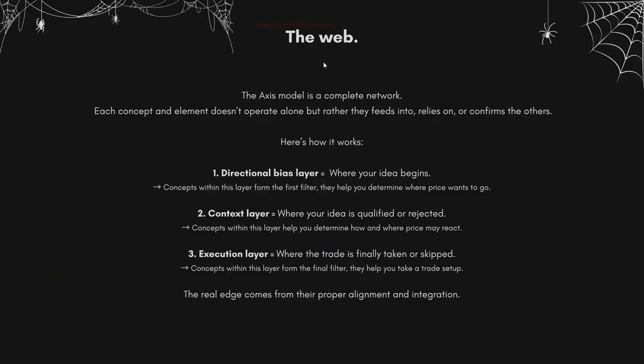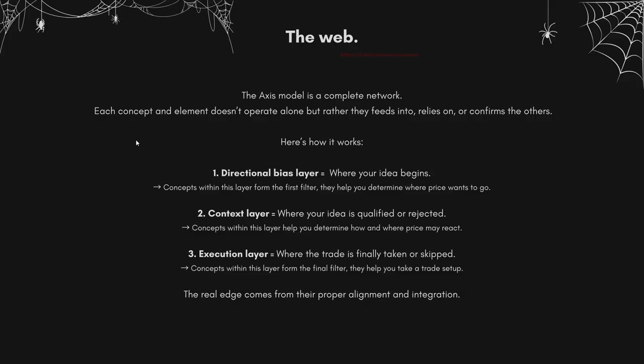It's a complete network. And within this network, each concept and each element does not operate alone, but rather each one of them is integrated with each other in a way that they feed into one another, rely on one another, and confirm each other. Okay? None of this stuff exists in isolation. And what I mean by that is that I have designed the access system in a way where the frameworks within it have step-by-step procedures in which I use multiple concepts together to establish or achieve single objectives or single functions in a systematic manner.